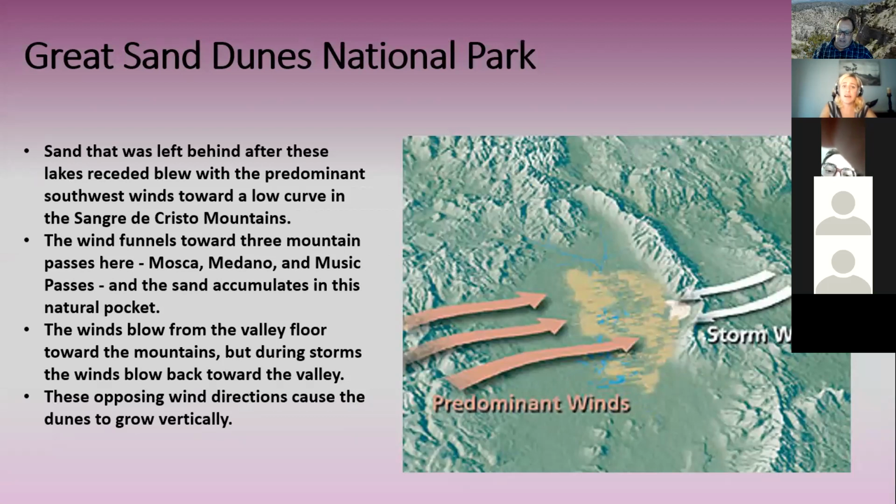So the sand left behind after these lakes receded blew with the predominant southwest winds, and the wind was funneled towards three mountain passes here, the Mosca, Medano, and Music passes, and the sand accumulated in this natural pocket. From the other end, you have your storm winds coming in, and these two opposing wind directions are actually what caused the dunes to grow so high, so vertical.